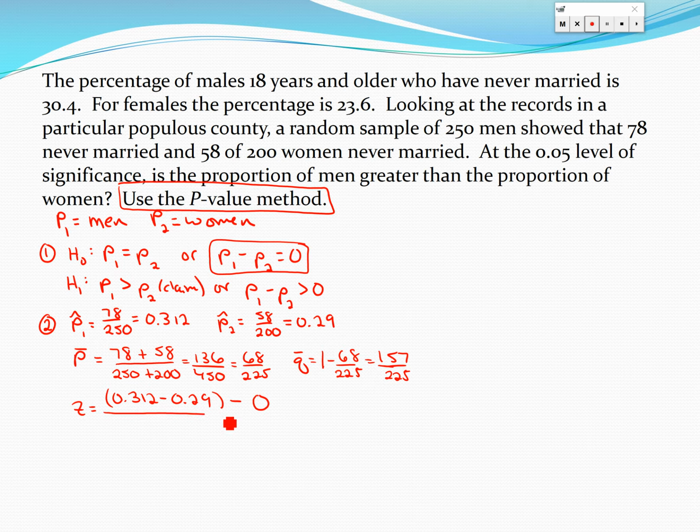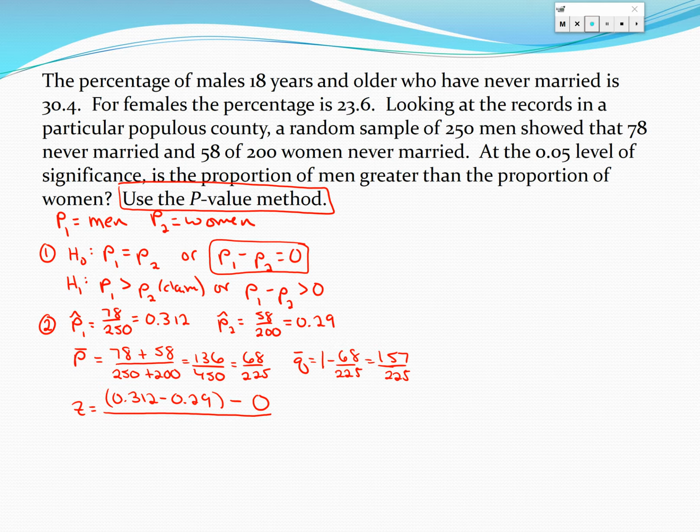So similar to what we saw when we did our testing for the difference between means with the z-test and t-test, when we had mu sub 1 minus mu sub 2, it's what we're hypothesizing that difference to be. And if we're not given a specific difference in our information, the difference will always be 0 for us.